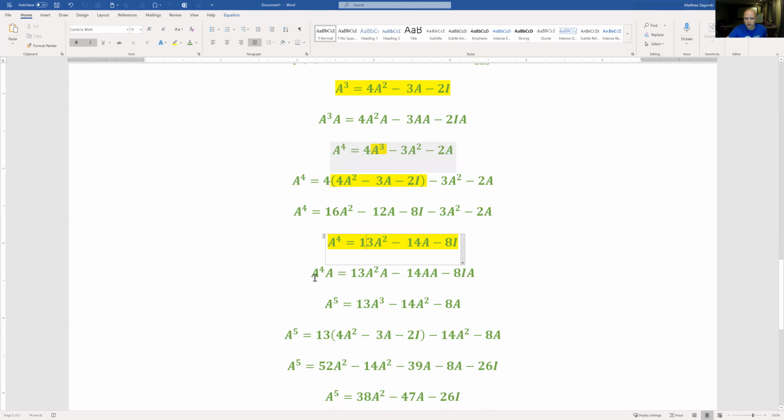is a scalar. So we're going to do what we just did up here again, multiply everything by a on the right, and that's going to give us a to the 5th equals 13a cubed minus 14a squared minus 8 times a.